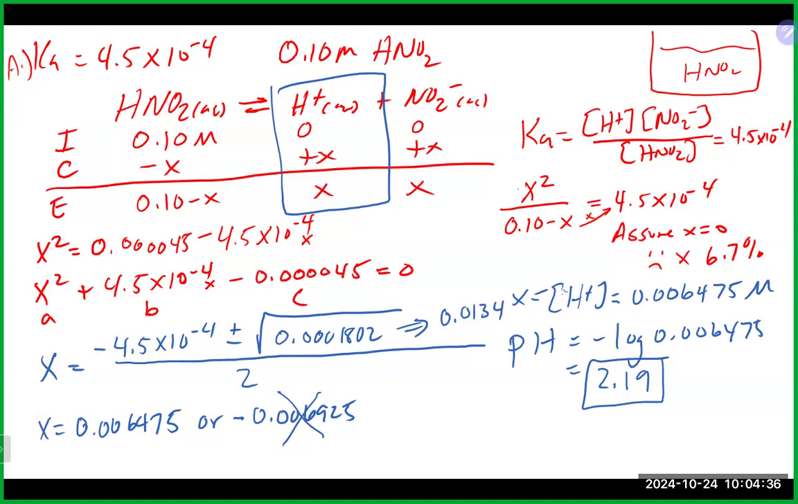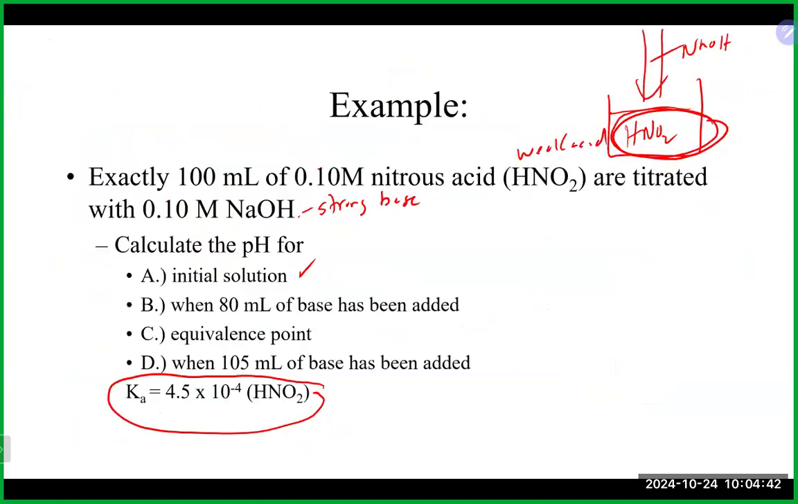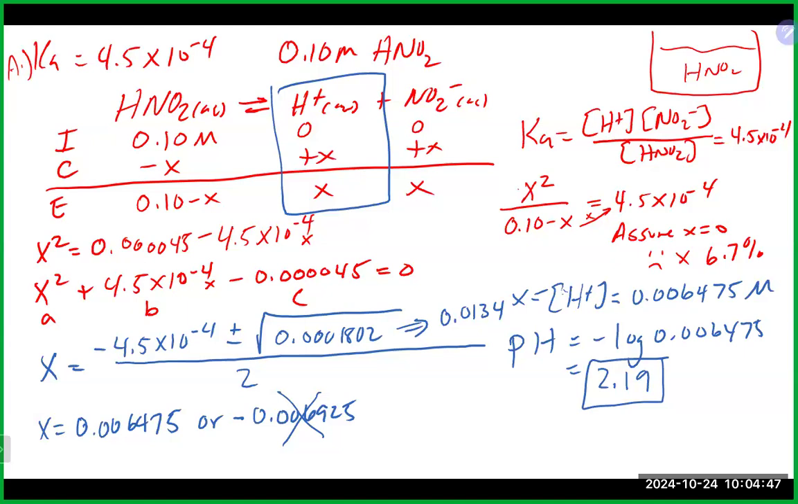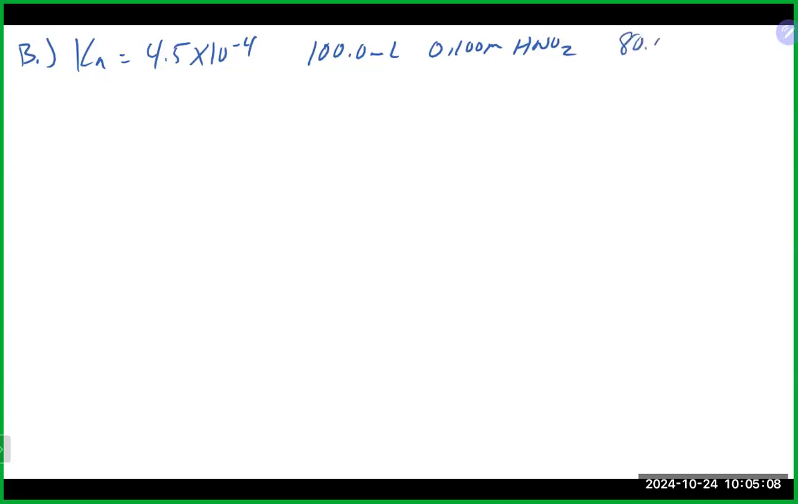All right, so now we're going to actually start the titration here. We're going to do part B, and in B, we're going to drop in 80 milliliters, and we're starting with 100 milliliters of the nitrous acid. We still have our Ka of 4.5 times 10 to the minus 4. We're starting with 100 milliliters of 0.1 molar nitrous acid, and we want to know the pH after we drop in 80 milliliters of 0.1 molar sodium hydroxide.